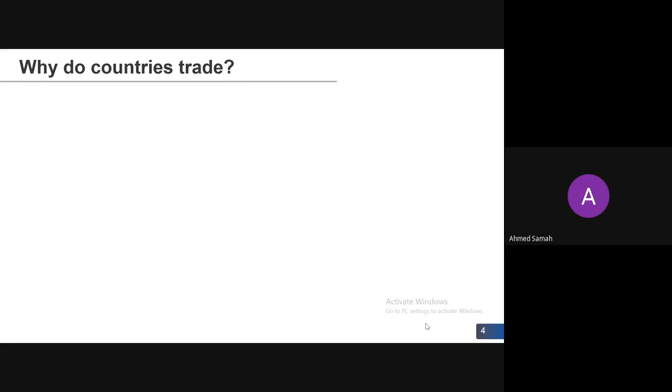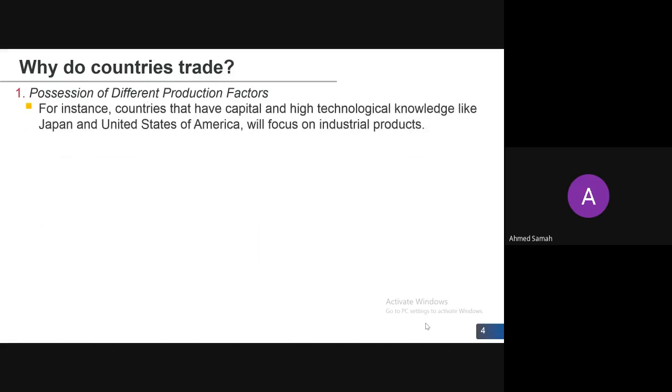So why do countries trade? There are several reasons countries trade, one of which is that different countries have different factors of production. For example, countries that have capital and high technological knowledge like Japan and United States will focus on industrial products. In other cases, where there is cheap labor, for example in Bangladesh or China, there will be a lot of manufacturing work going on. And if a country has skilled labor, they might focus on agricultural industries. So different countries have different factors of production.